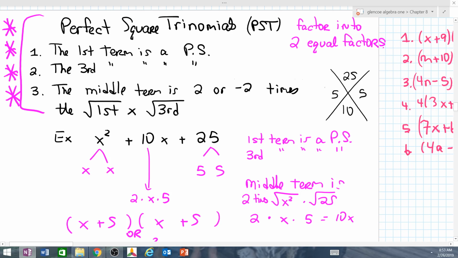Yes, it breaks down to x times x. Is the third term 25 a perfect square? Yes, it breaks down to 5 times 5. Is the middle term 2 times or negative 2 times the square root of x squared? The square root of x squared would be x, and times the square root of the third, the square root of 25 would be 5. So when you multiply 2 times x times 5, do you get the middle term of 10x? Yes, you do. If so, then it is a perfect square trinomial.